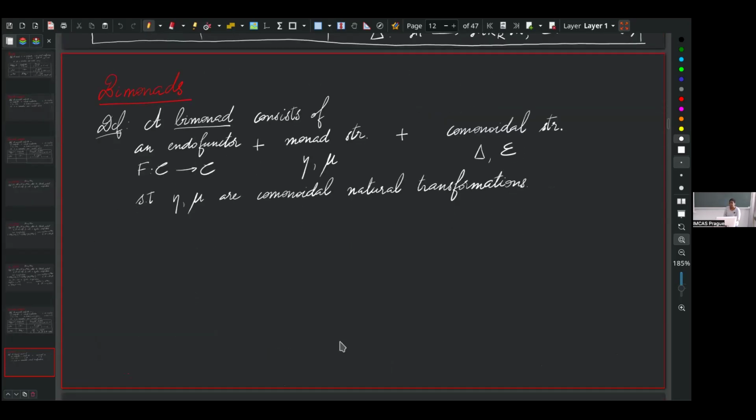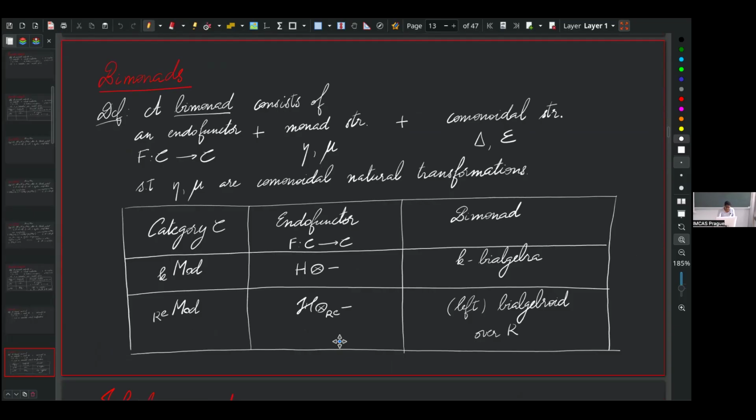And now we are ready to talk about bimonads. Bimonads are endofunctors equipped with a monad structure and a comonoidal structure such that both structures are compatible with each other. In the classical setting, we recover the notion of a bialgebra, and in the algebroid setting, we obtain a bialgebroid, a left bialgebroid, because we tensor from the left.